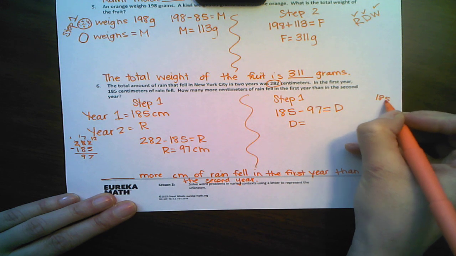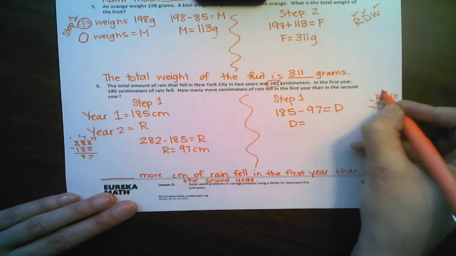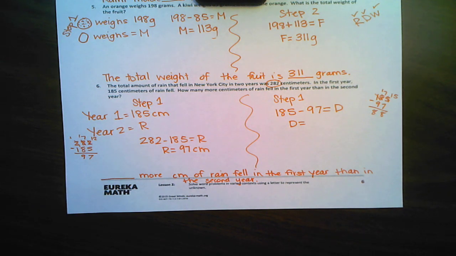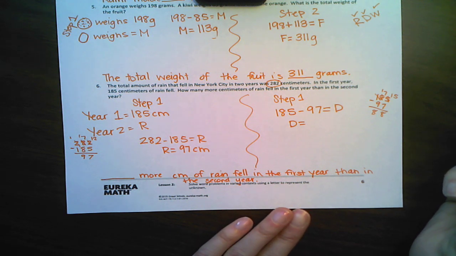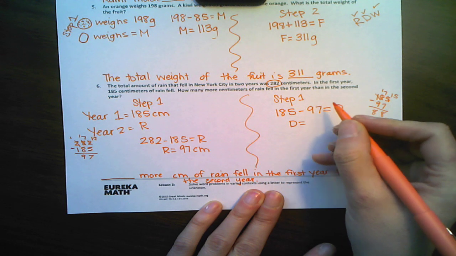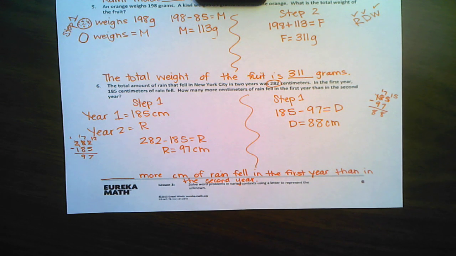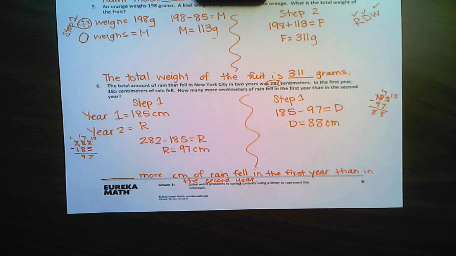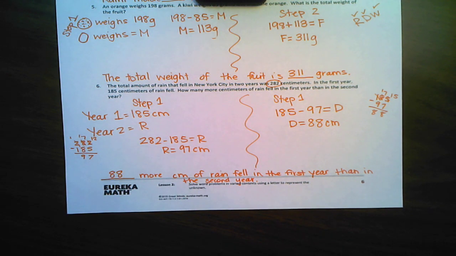I'm going to do the same. All right. Did you get 88 also? I hope. If you didn't, let me know. If I made a mistake, it happens, and I'm okay with that. I just want to fix it if I did make a mistake. So 88 centimeters more fell the first year than the second year. So we can just fill in our blank. And just like that, we're done with lesson 2.